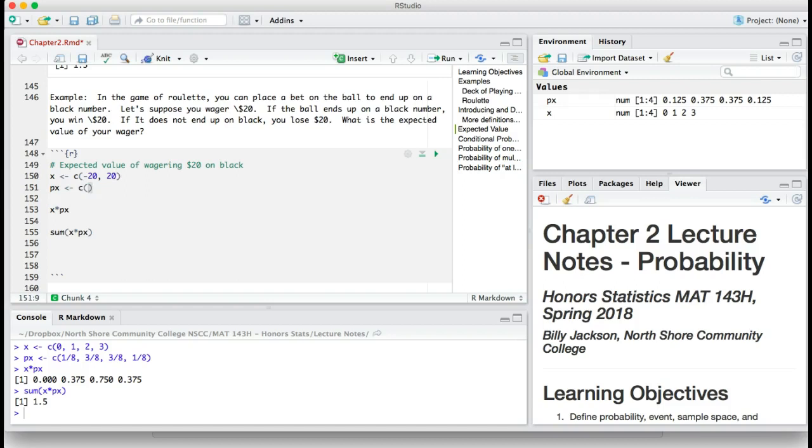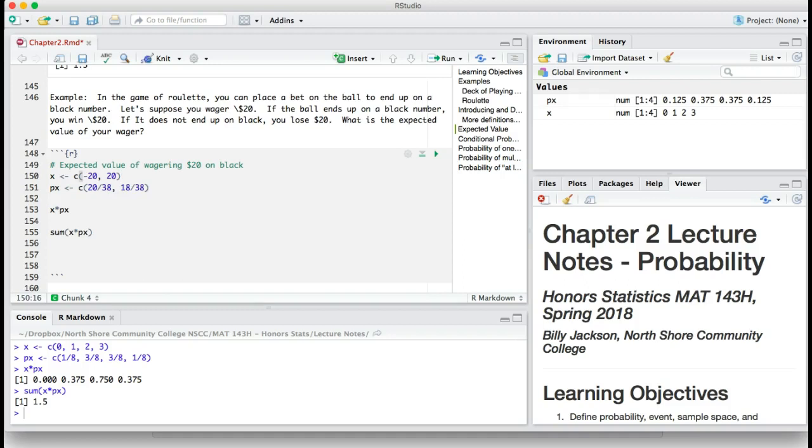What are the probabilities of those occurring? Well, what's the probability of losing this? How many of the possible numbers on the roulette wheel are not black? 18 of them are black, and there are 38 total slots on the wheel, so therefore 20 of them are not black. So the probability of losing this is 20 out of 38, and the probability of winning is 18 out of 38.